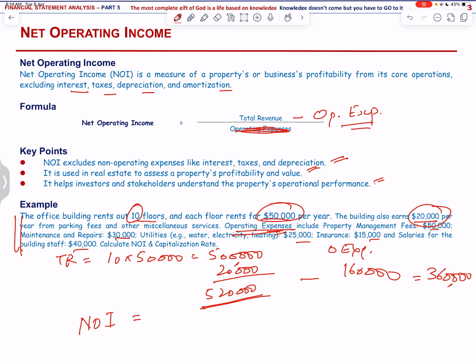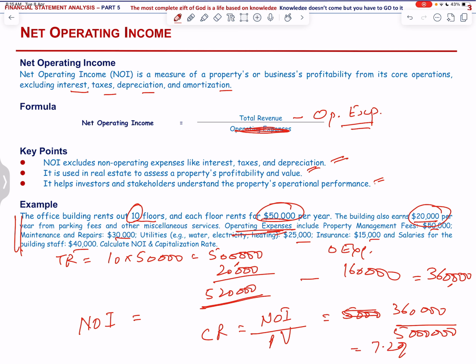Investors often use net operating income to evaluate the performance of real estate investments. For example, in this case, the capitalization rate can be calculated using the net operating income. We already know that the capitalization rate is net operating income divided by the property value. So that is equal to net operating income, 360,000, divided by the property value, that is 5 million. So that is equal to 7.2%.